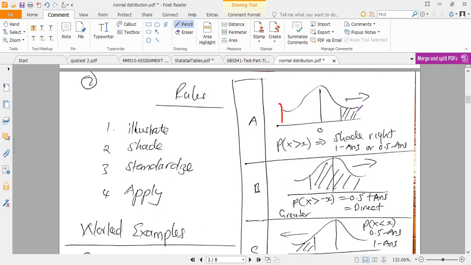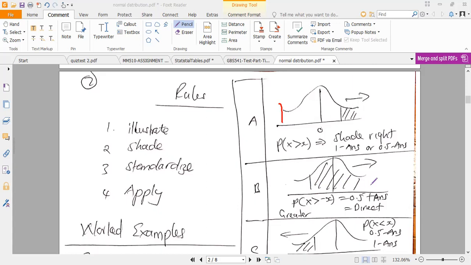What would be the area of the shaded region? If from here up to here it's 80%, the shaded region would definitely be 20%. How do you get 20%? You subtract 1 minus 0.8. Then if the shading is to the right, that is going from the Z, which is negative, to this side, we are simply going to read the answer directly from the table.